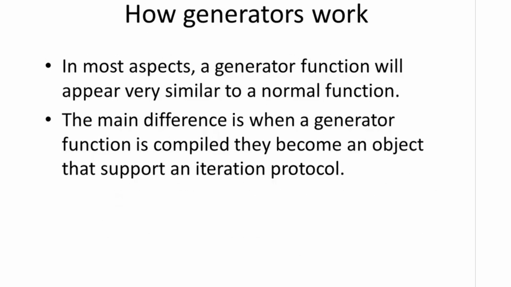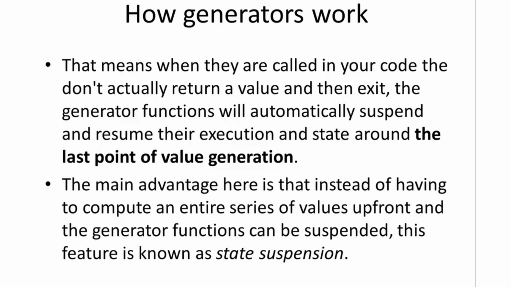So how do generators work? In most aspects, a generator function, like I said, appears super similar to a normal function. The main difference is that when a generator function is compiled, it becomes an object that supports an iteration protocol. That means when they're called in your code, they don't actually return a value and then exit. You can think of range as just returning the list and then exiting. The generator functions will automatically suspend and resume their execution and state around the last point of value generation.